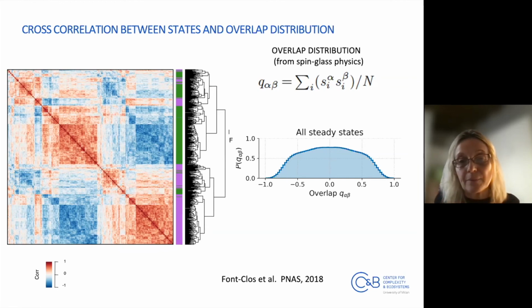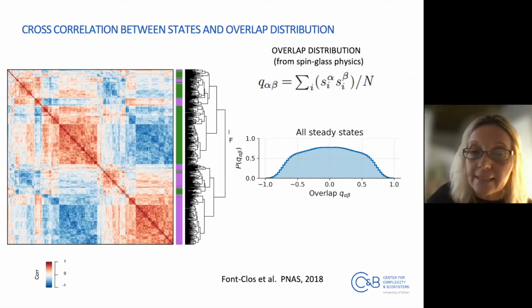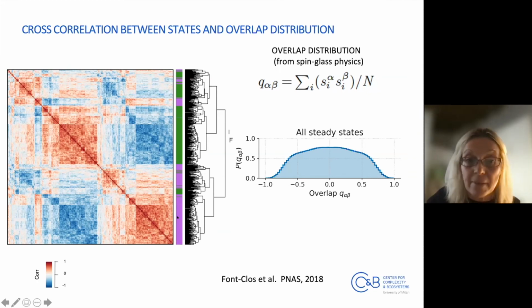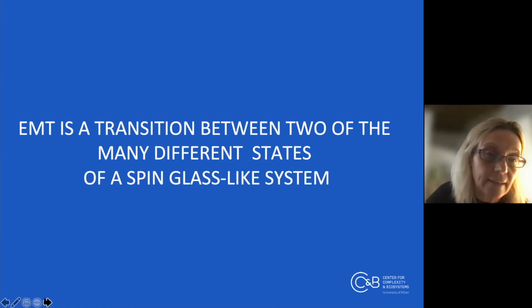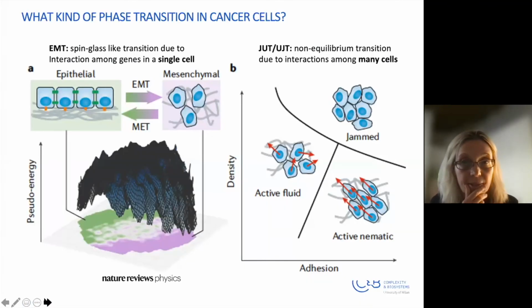My co-author, whom I will present in a few minutes, is an expert in disordered magnetic materials, which are typical spin glass materials, and they have the same behavior. We were very surprised when we saw these results. So EMT is a transition between two of the many different states of a spin glass-like system. That's, I think, the main point.